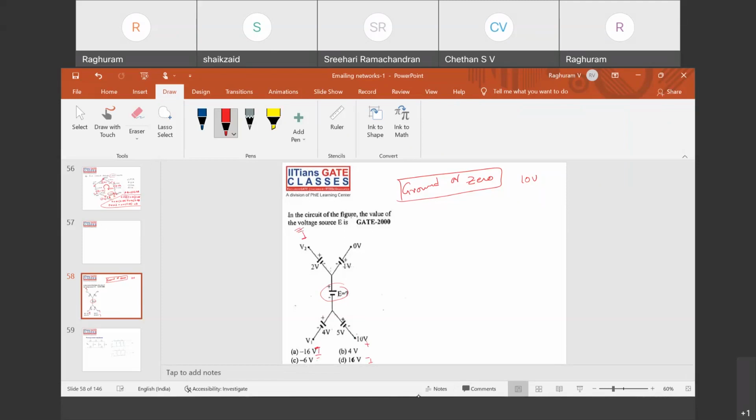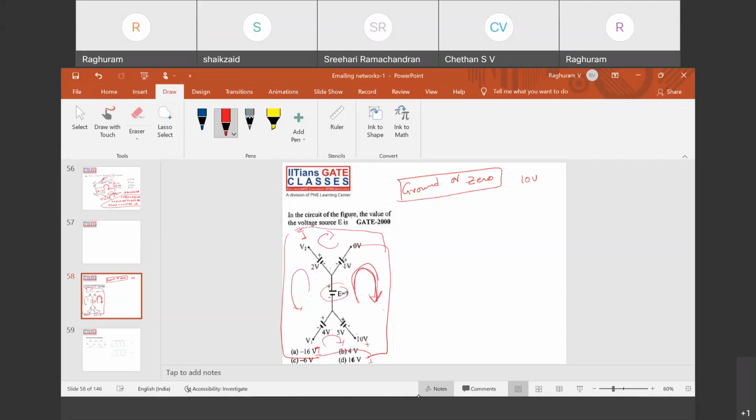Now I have a 0 and 0. This is negative and ground is connected, so this is a closed path here. Again, this ground is connected to this, again a closed path. All the grounds are connected, so this is again a closed path. You can apply KVL to any of these closed paths. Let me apply it to the simplest one, and you get the answer directly.